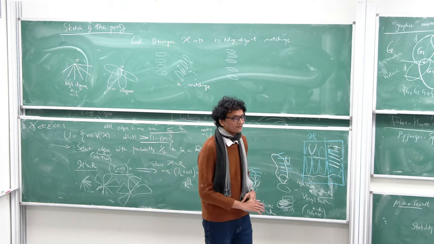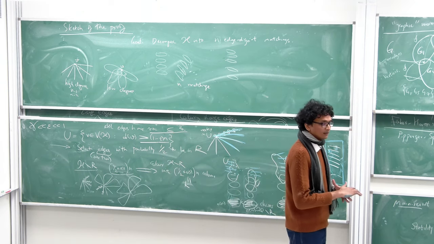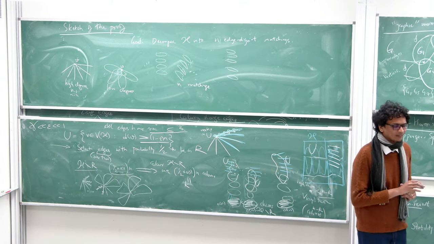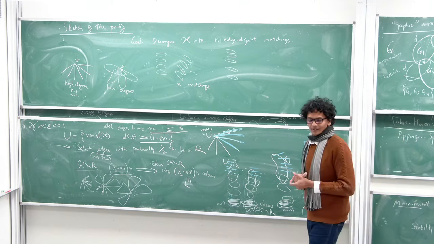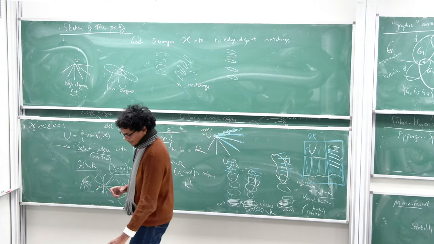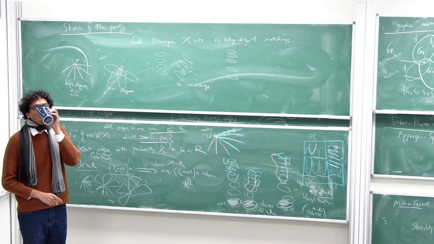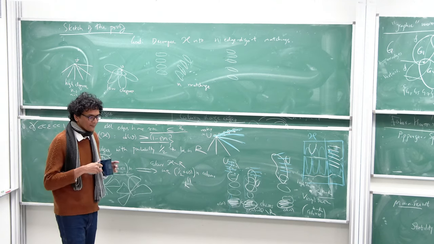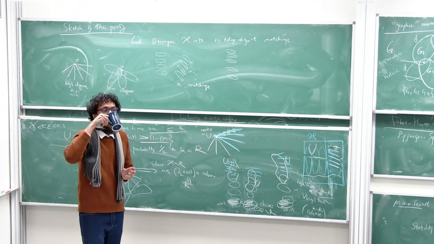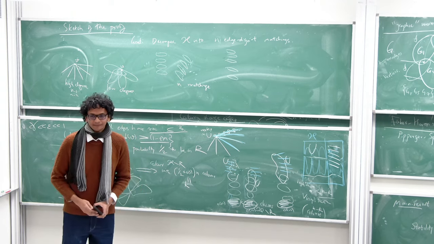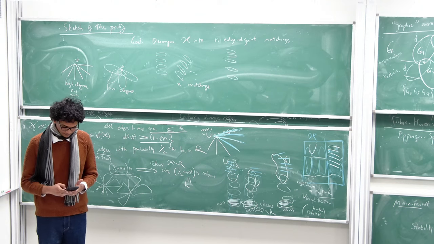You're not using this as a black box at all, the Pippenger–Spencer theorem, you really... Yeah, we don't use it as a black box. So no, we can't. We have to actually run the... Mm-hmm. Run it, yes. Yeah. Any other questions?